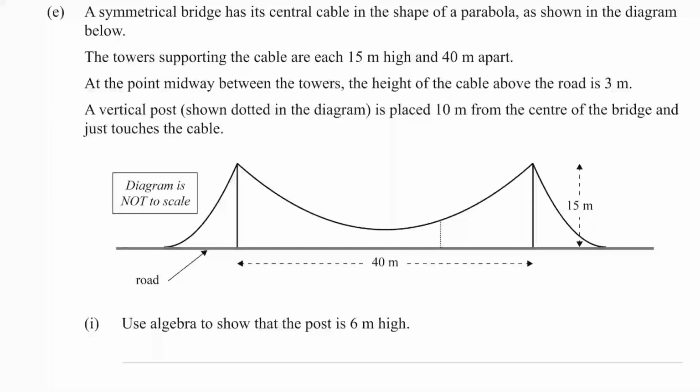The classic bridge question. So when we want to test you on quadratics or parabolas, we're like, let's use a bridge. In this case, it's a symmetrical bridge, and it's in the shape of a parabola. We're given some information about the towers, the distances, midway point, and we're given this vertical post, and it's 10 meters from the center. So if this is the center line, that is 10 meters. And the first question is to use algebra to show that the post, that dotted line, is 6 meters high.